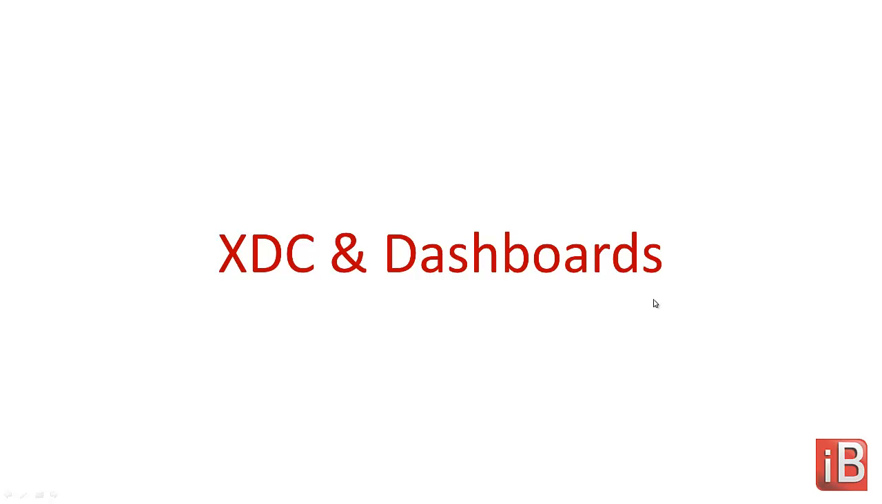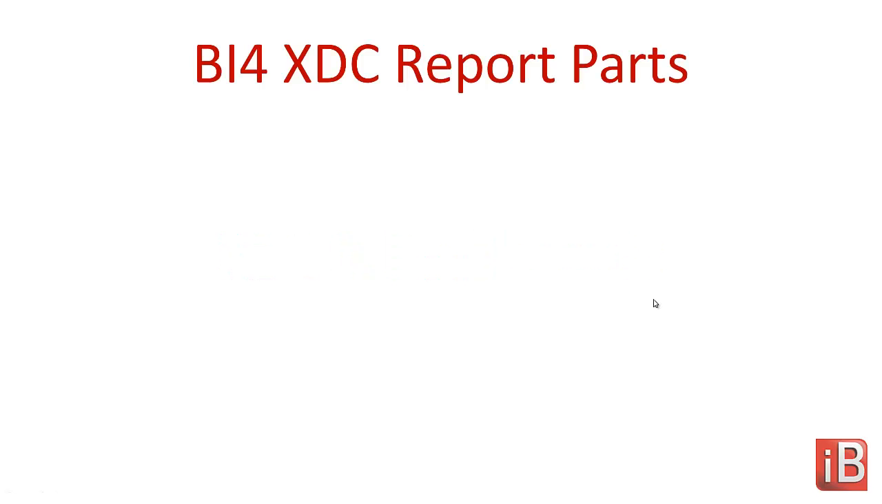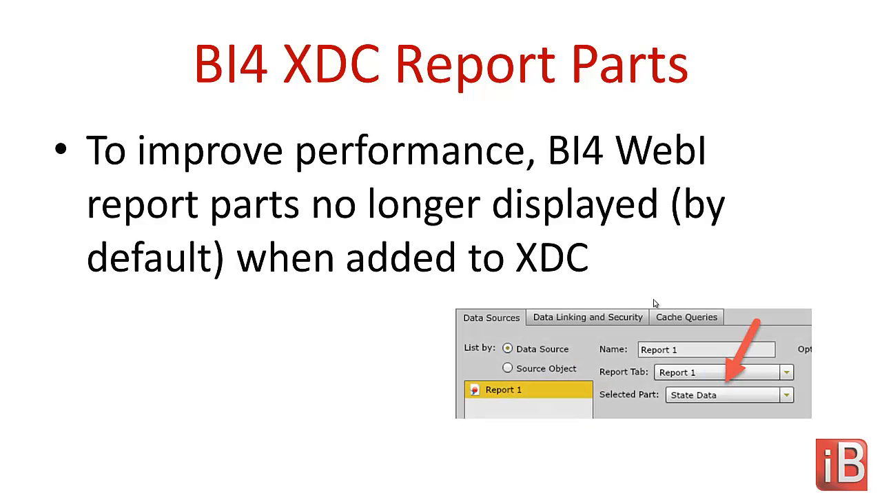The next change regards the XDC and specifically BI4 Web Intelligence reports used in XDC. In Build 124, when we add a BI4 Web Intelligence report to the XDC, by default, we will no longer display what we call the report parts, which are the pictures or images of the different tables of data in the Webby report. Instead, by default, we'll display a list of the part names.